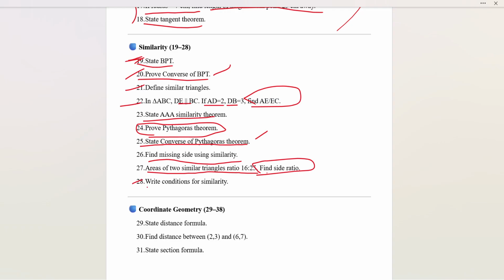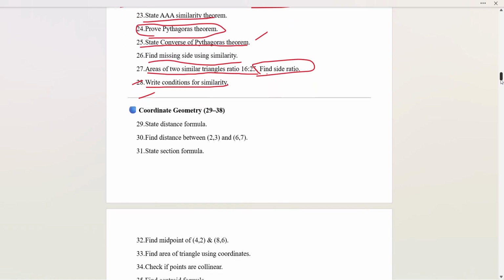Write the conditions for similarity. It is a theoretical question that is also asked in the board exam, so you can prepare for theory as well. Here, define similar triangles and write conditions for similarity. Prepare the theory from that chapter also.